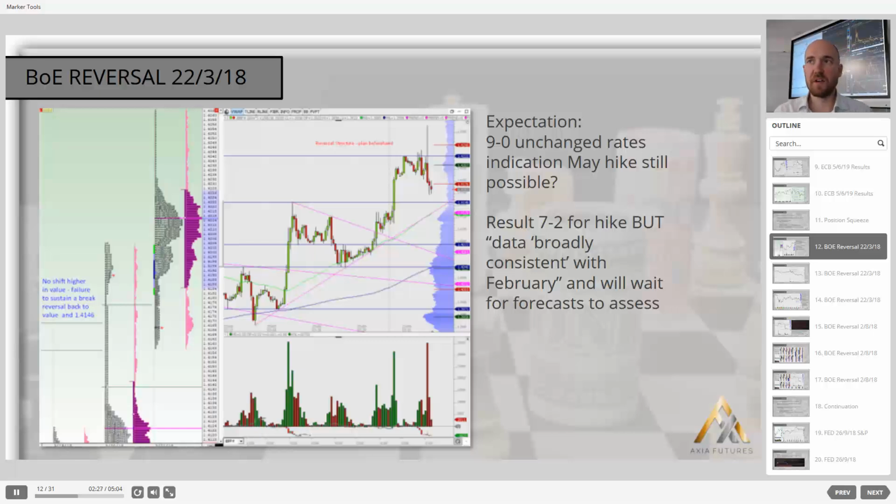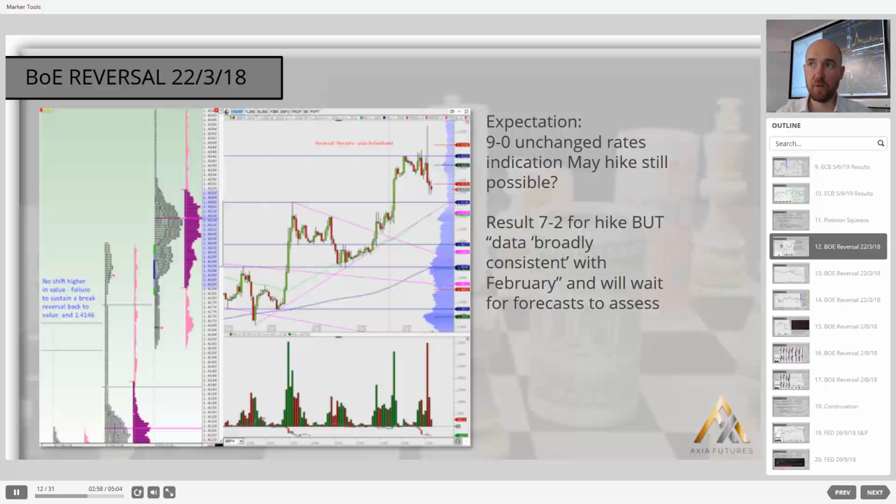So let's go and have a look at the expectation. Expectation is 9-0 for unchanged rates, but still potentially an indication that they could hike in May. So 9-0 for unchanged rates. We've got highs all accumulated around the 142.22s to 27s. So that's going to be your area that if you get any jump above there, you're expecting people to start taking profit.